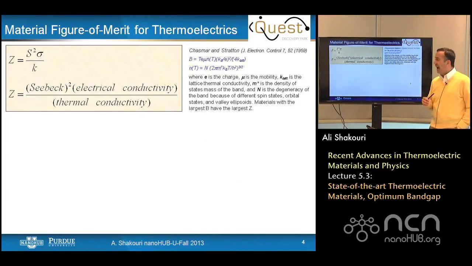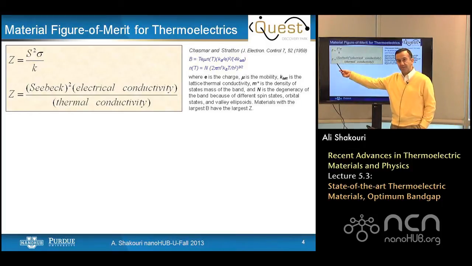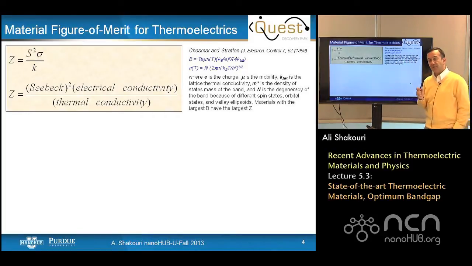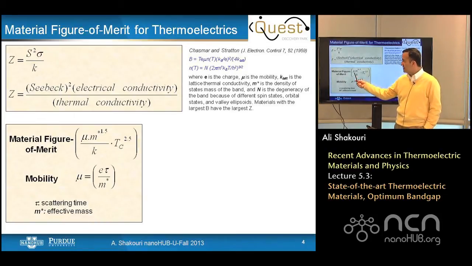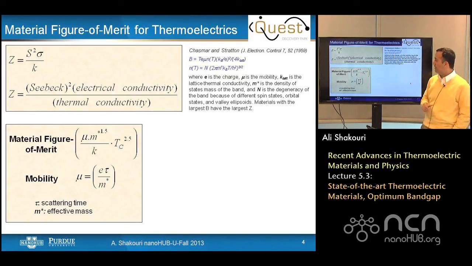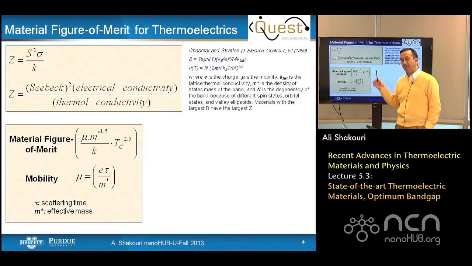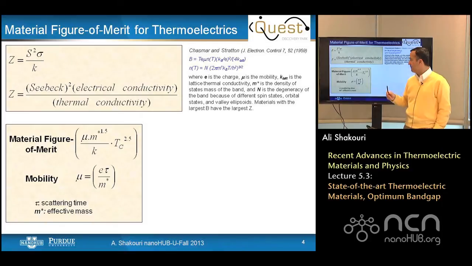So the question of how the figure of merit, which is the macroscopic property, Seebeck squared times electrical conductivity divided by thermal conductivity, is connected to the microscopic properties of a material was first discussed by Chasmar and Stratton in 1959. They defined a material B parameter, which I will simplify here, which is basically the mobility of electrons times the effective mass of electrons to the power 1.5, divided by the lattice thermal conductivity. That's what really determines how good a material is for a good ZT.